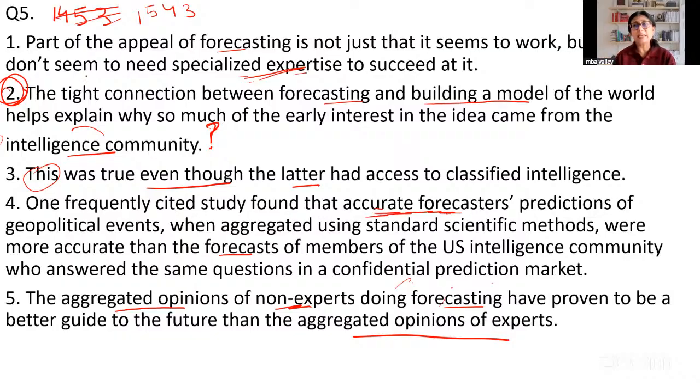It's talking about building a model for the world that helps explain. And hence, because sentence number 2 doesn't talk about how the forecasters who are not specialized in this work are better than forecasters who are meant to do this, forecasters who have classified intelligence, it doesn't discuss it. Sentence number 2 is the odd one out.